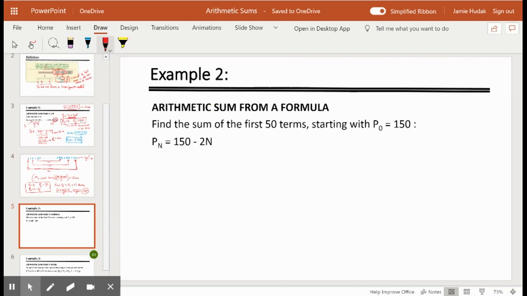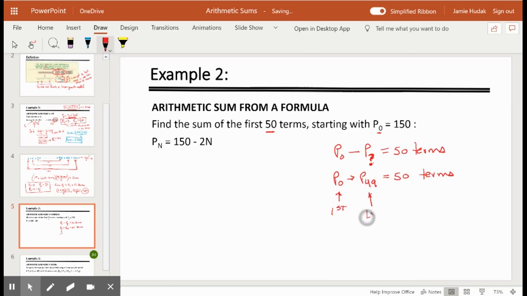Here, example 2 says that we're going to find the arithmetic sum from a formula. And it says find the sum of the first 50 terms, starting with p sub 0 equals 150. Well, p sub 0 through p what is going to be 50 terms? Remember, you have to consider that off by 1 in counting. So P0 through P49 is equal to 50 terms. That means this is our first term, this is our last term, and we need to calculate what is P49.